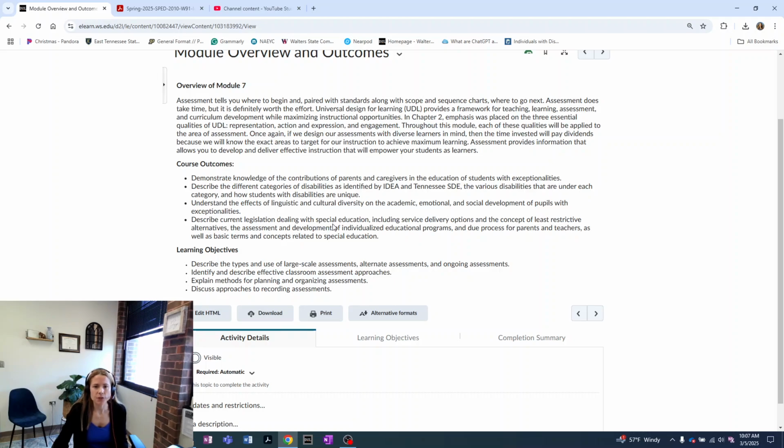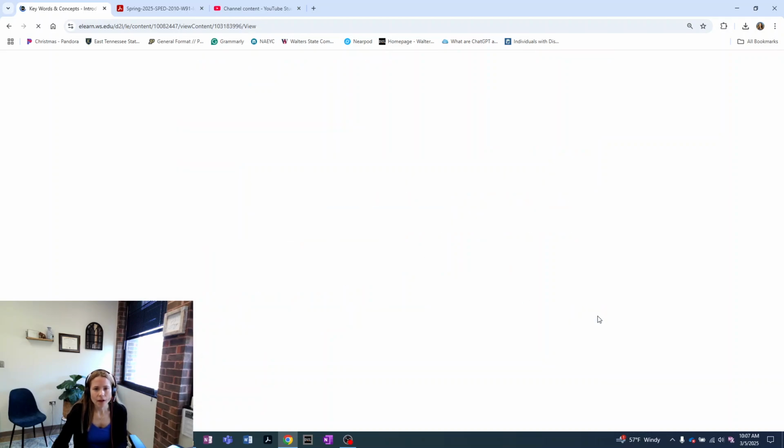And lastly, describe current legislation dealing with special education, including service delivery options and the concept of least restrictive alternatives, the assessment and the development of individualized education programs, and due process for parents and teachers, as well as basic terms and concepts related to special education. So here's some of our goals. These are not all of them. There are 4 of the 6, but this chapter is important, so it helps us to meet these course outcomes.